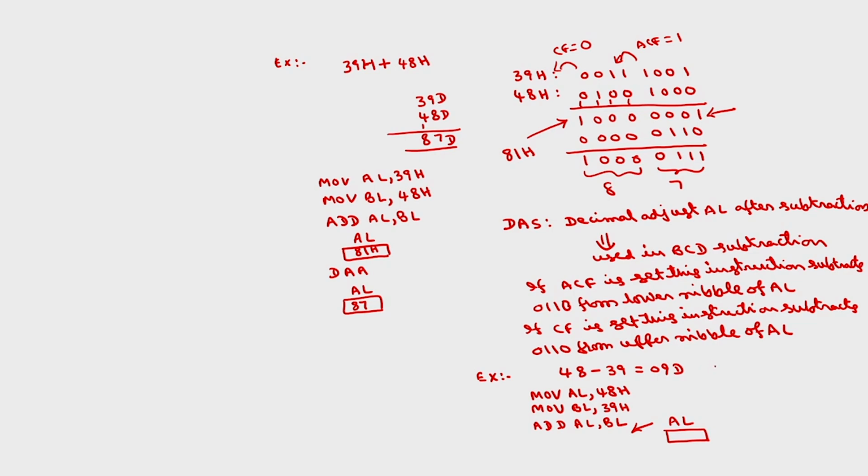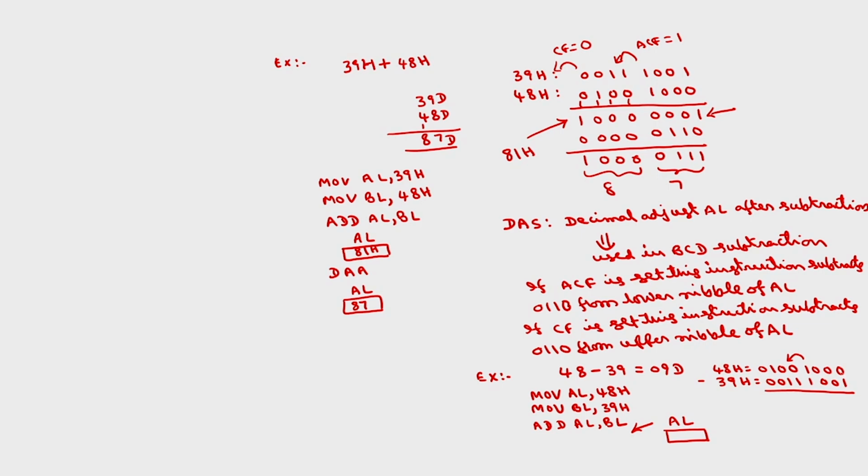So what is 48? 48H will be 0100 1000 minus 39H, which will be 0011 1001. As we are discussing the different flags of the microprocessor, the auxiliary carry flag will be set during addition if there is a carry from the lower nibble to the upper nibble. During subtraction, if there is a borrow from the upper nibble to the lower nibble, in that case also the auxiliary carry flag will be set. Here if I want to subtract 0 minus 1, you have to take the borrow.